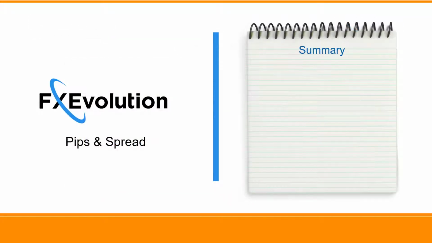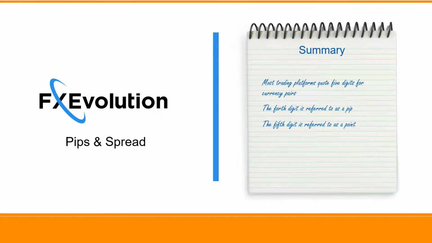To summarize what we have learnt in this lesson, remember that most trading platforms quote 5 digits for currency pairs. The 4th digit is referred to as a pip. The 5th digit is referred to as a point. And finally, the spread is the difference between the bid price and the ask price.